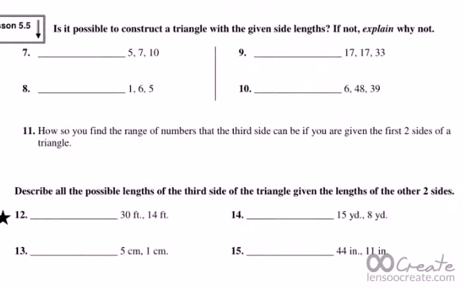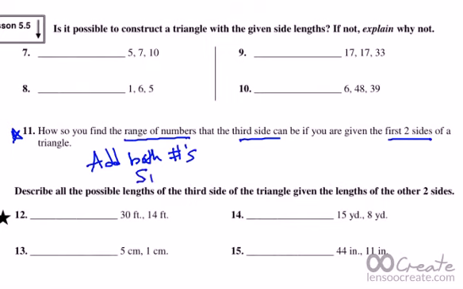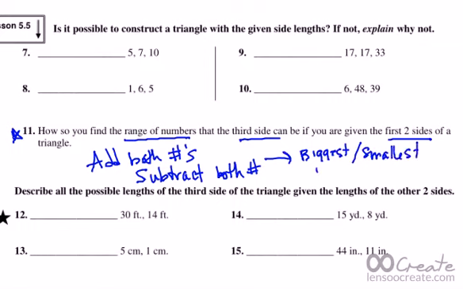Then, on what sides of a triangle can be, first I'm going to talk about question 11 right here. It says, how do you find the range of numbers the third side can be if you're given the first two sides. The process for that is to add both numbers and subtract both numbers. That will give you the biggest and the smallest that the third side can be.